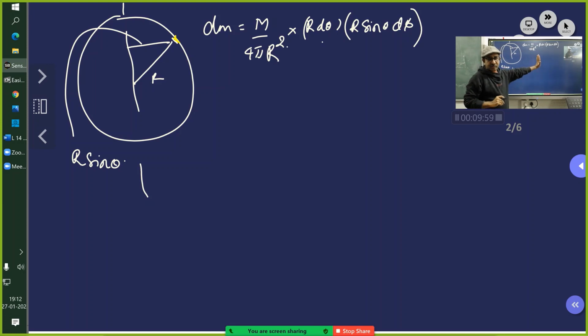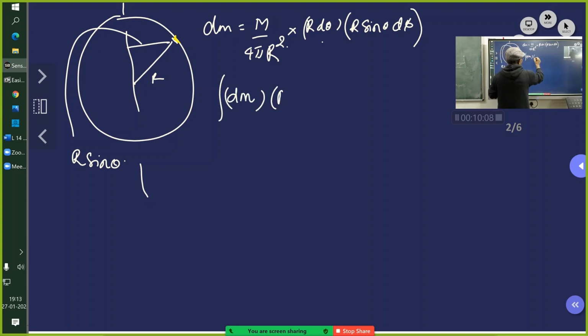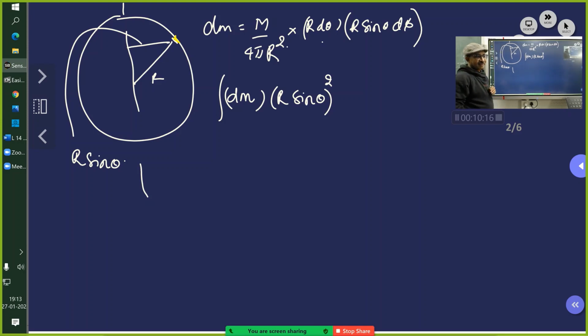I hope all of you got this. Now, as far as the integration is concerned, we have to integrate dm into r sin theta whole square, with respect to this axis. This is what we have considered. Everybody understood?